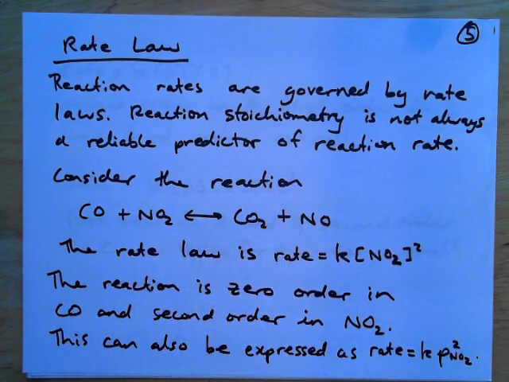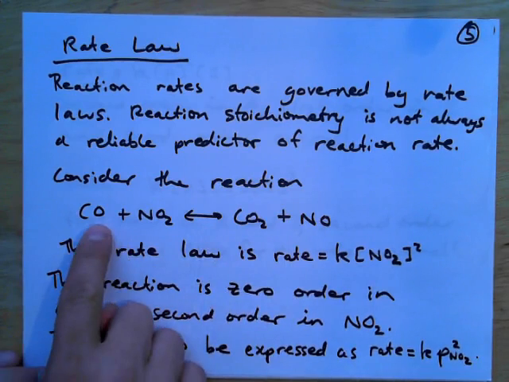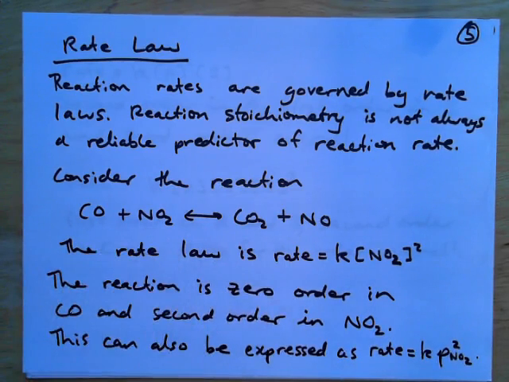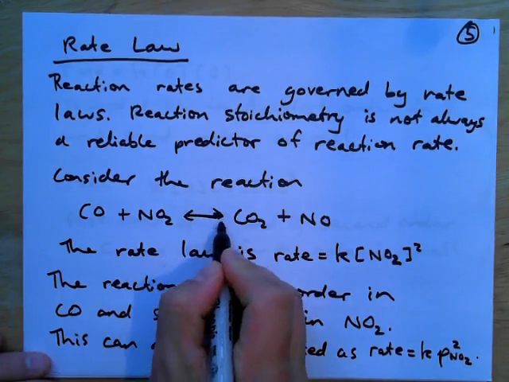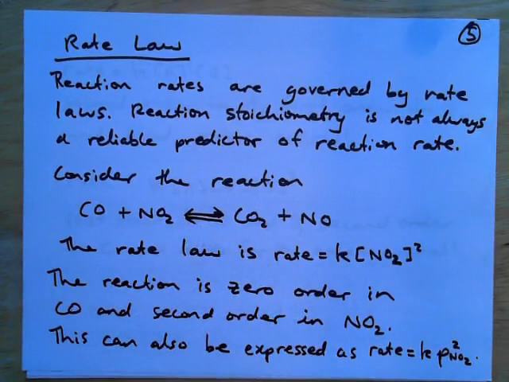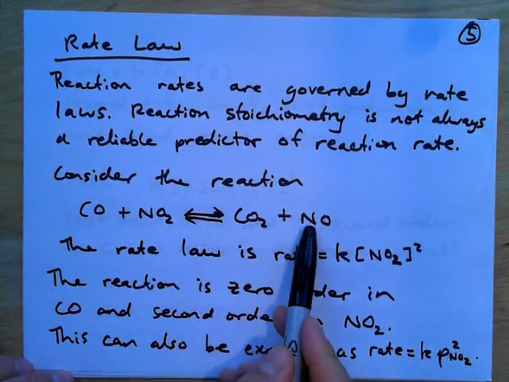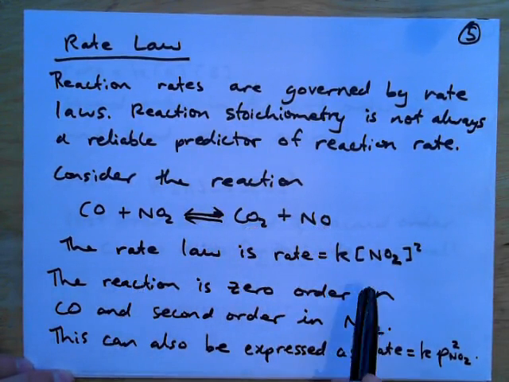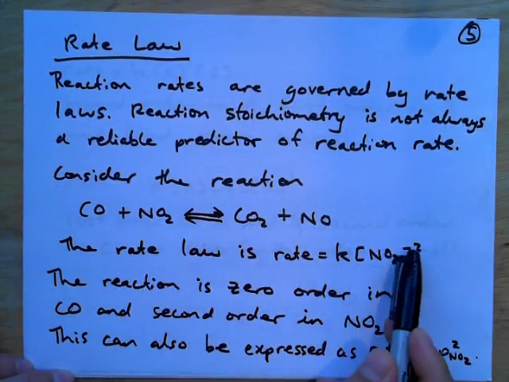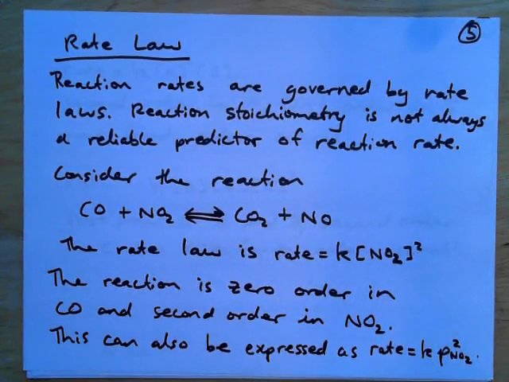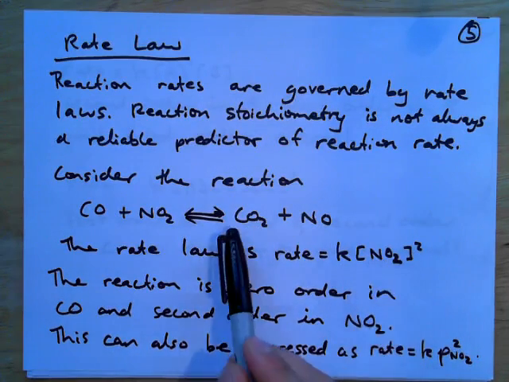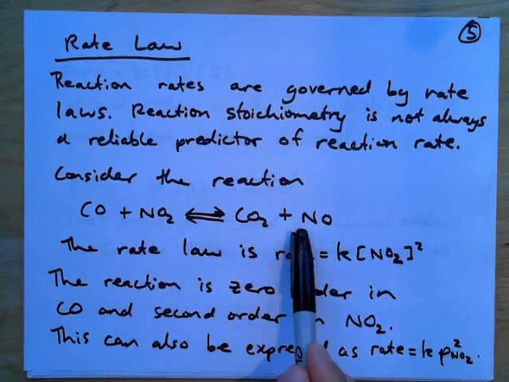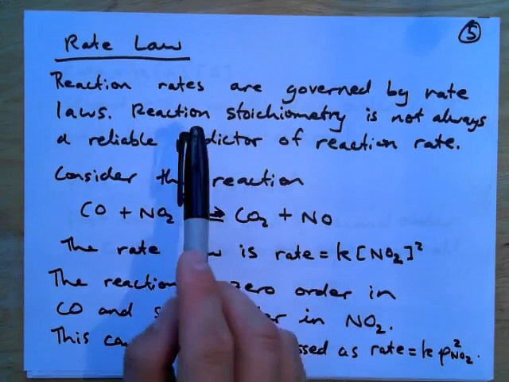So with our example here, we have carbon monoxide and NO2, and this should be really written like this, going to carbon dioxide and nitrogen oxide. The rate law is k times NO2 squared. Okay, so now when we have rate laws, they're not always what you would expect of the stoichiometry. That's why I wrote this sentence.